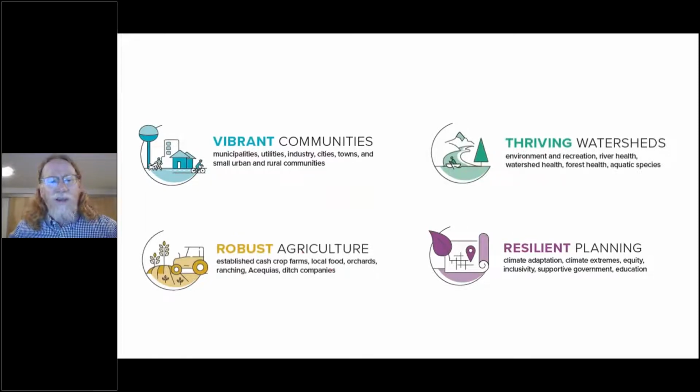So these four icons and titles here, these are the four action areas of our water plan right now. And I am squarely, mostly in the vibrant communities one up there, up in the corner. We're looking at municipalities and utilities and industry, cities and towns, counties, urban and rural communities, and wherever people live. That's kind of the idea. But then you've also got thriving watersheds, robust agriculture, and resilient planning. And I'll be speaking about those a little bit more. And these aren't distinct silos at all. A lot of these areas cross over quite a lot, actually. And it helps us do multi-benefit projects like we're going to speak to today. Next slide.